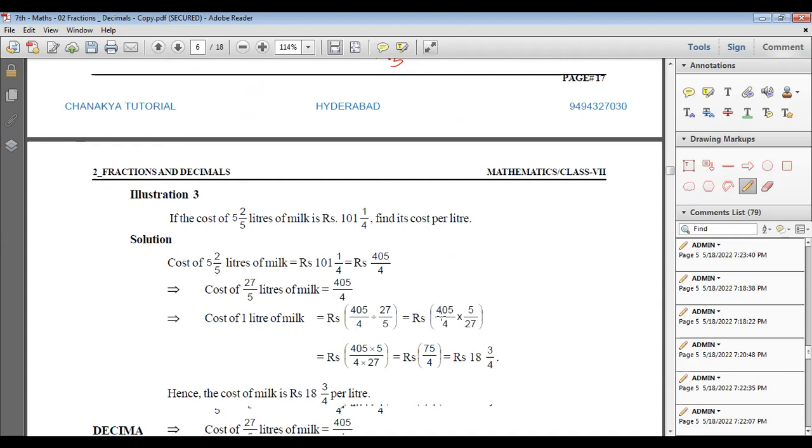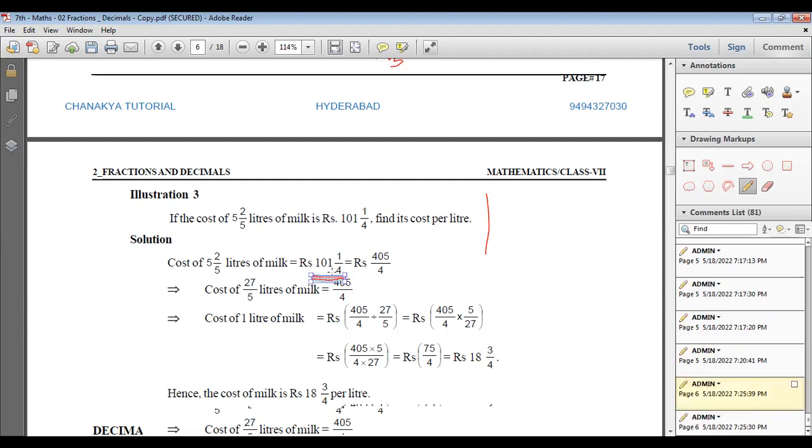If the cost of 5.5 liters, not 5.5, 5 2/5 is a mixed number. Please check here. Cost of 5 2/5 liters of milk is rupees 101 1/4. Please convert this mixed number to improper fractions. So 27 by 5. 101 into 4 is 404, 404 plus 1 is 405/4. Same thing here, 5 fives are 25, 25 plus 2, 27. That means cost of 27/5 liters of milk is 405/4.